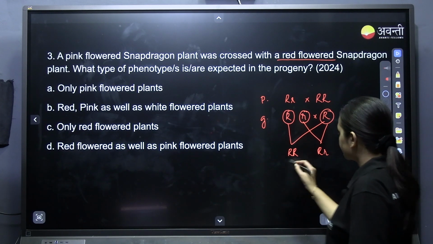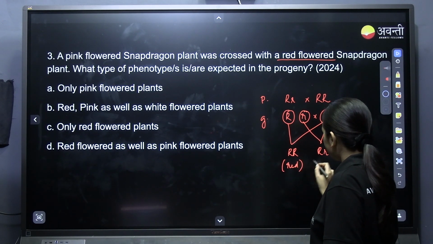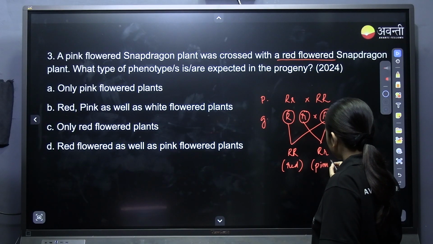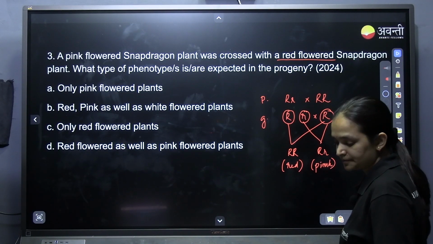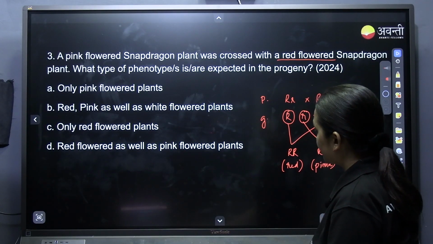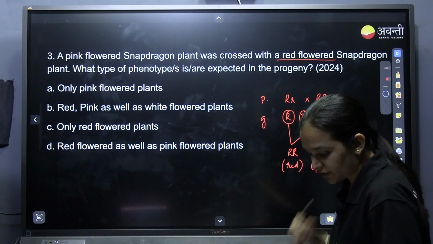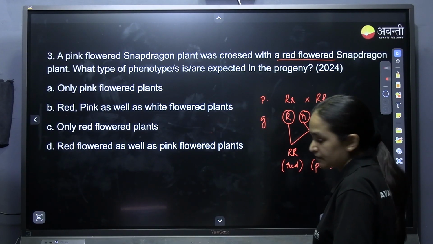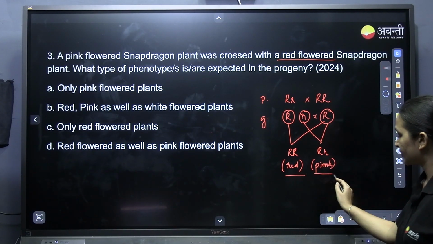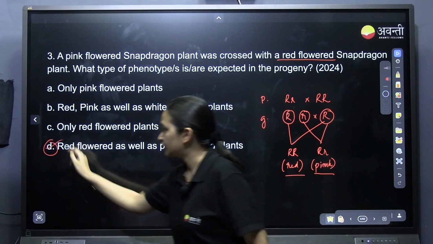R, this is red, this is pink. Tell me. Option D. Red flower as well as pink flowered plants. Got it? D for Delhi is the correct answer.